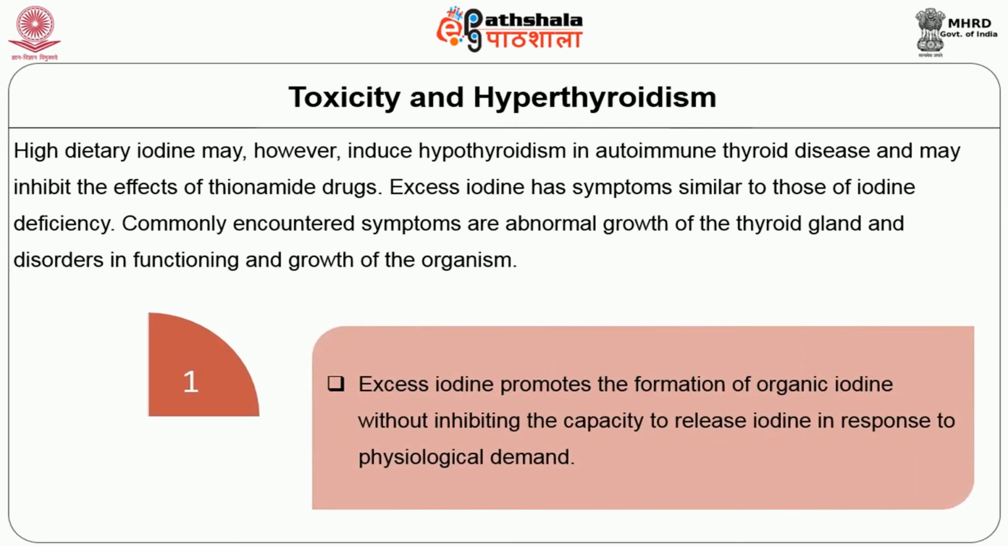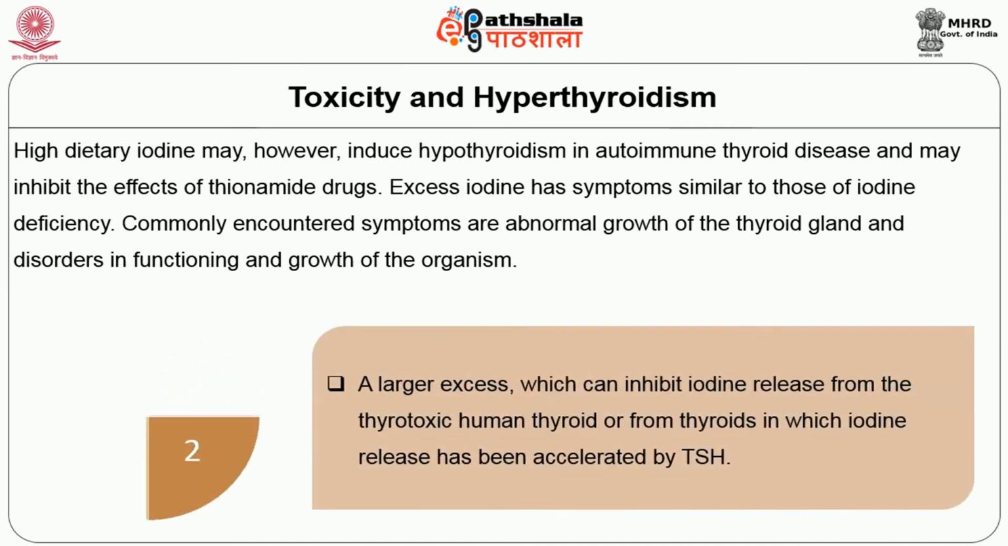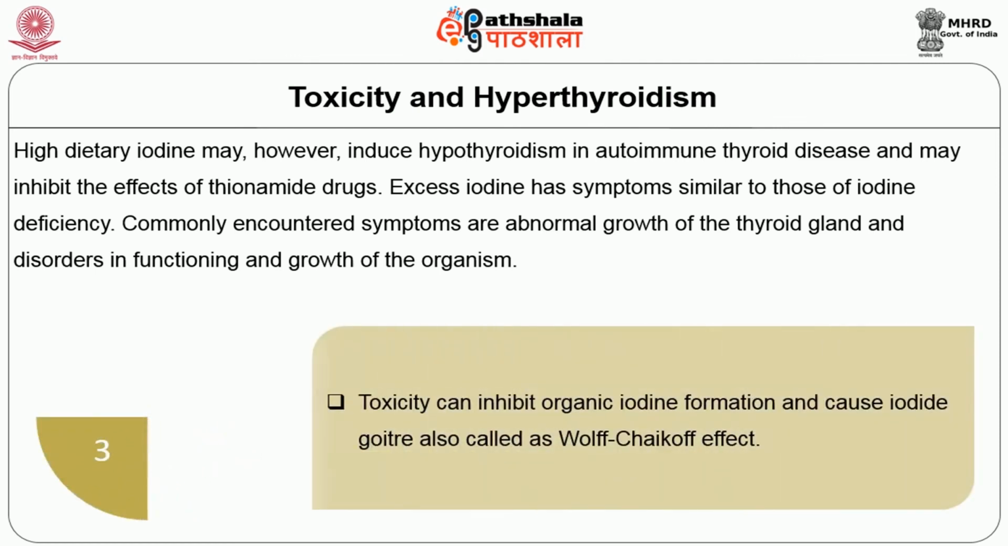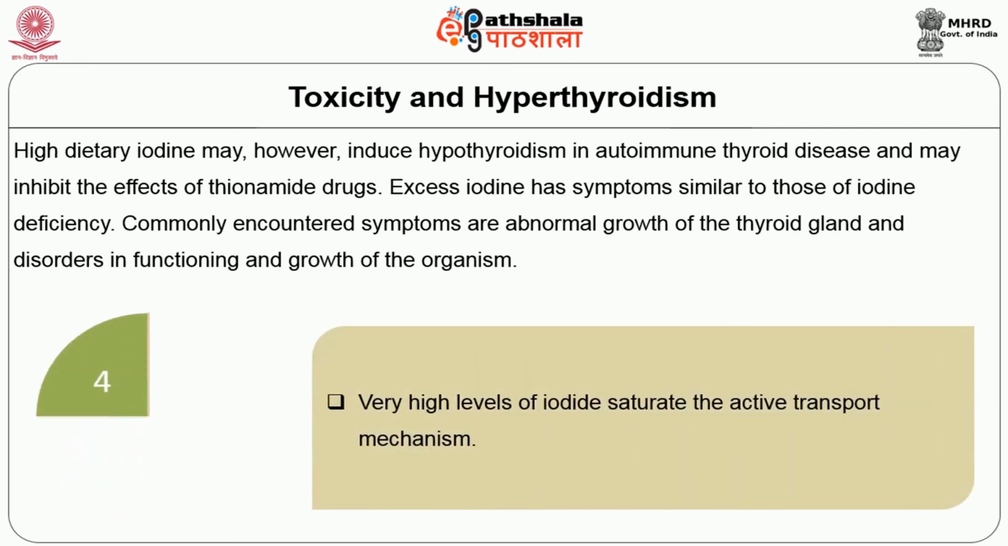Excess iodine promotes the formation of organic iodine without inhibiting the capacity to release iodine in response to physiological demand. A larger excess can inhibit iodine release from the thyrotoxic human thyroid or from thyroids in which iodine release has been accelerated by TSH. Toxicity can inhibit organic iodine formation and cause iodide goiter, also called the Wolff-Chaikoff effect. Very high levels of iodide saturate the active transport mechanism.